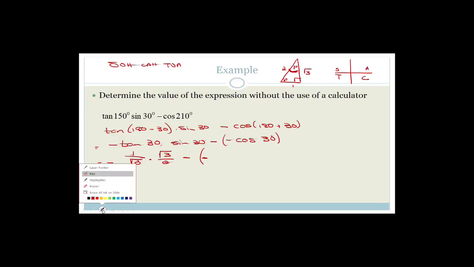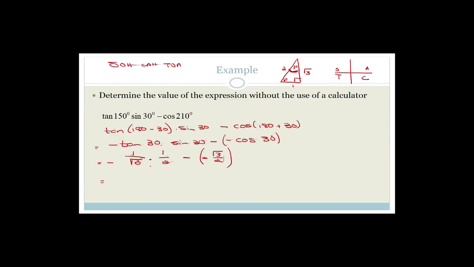I made a mistake. Why does it not want to give me the answer? This is going to be 1 over 2 because it's sine 30, which is opposite over hypotenuse. Then we've got cos 30, which is adjacent over hypotenuse, so it's root 3 over 2.